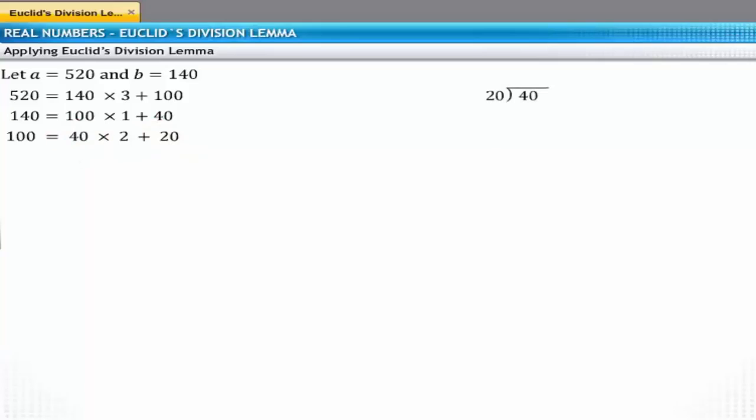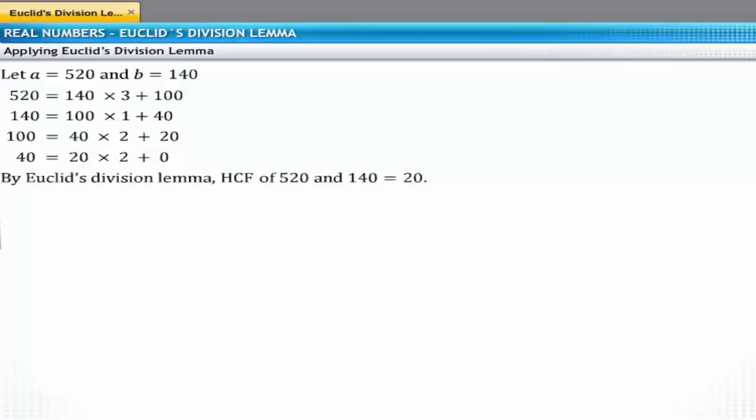Dividing 40 by 20, we see that 20 goes into 40 two times and leaves a remainder of 0. Note that in this equation, the value of r has become 0. The value of b in this case, that is 20, is the HCF of the numbers 520 and 140. By Euclid's division lemma, we found that the HCF of 520 and 140 is 20.